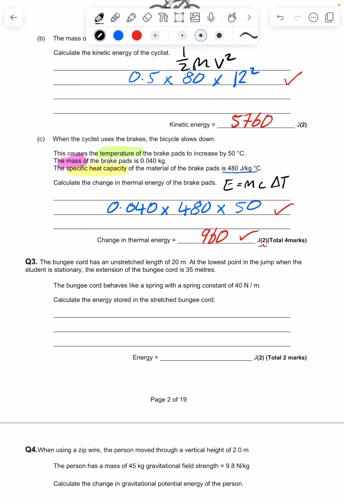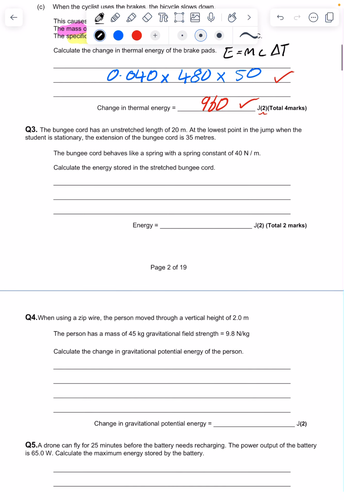Question 3. On this question it says, calculate the energy stored within the stretched bungee cord. For this equation we want to use the elastic potential energy, and that's going to be half times the spring constant times the extension squared. Very similar, you might notice, to our kinetic energy calculation. Again, it's 2 marks, which gives us a clue that there shouldn't be any rearrangement to do, nor should there be any conversions to do.